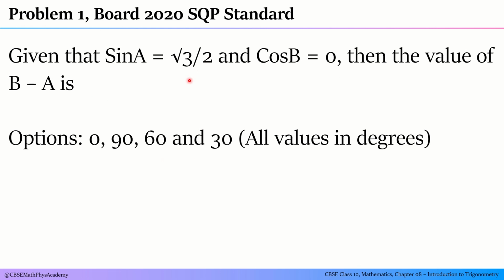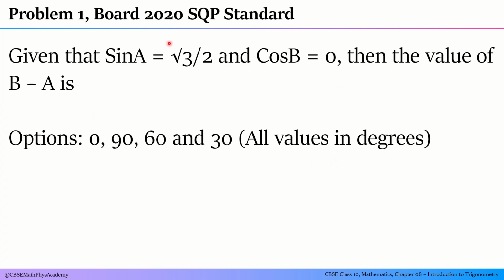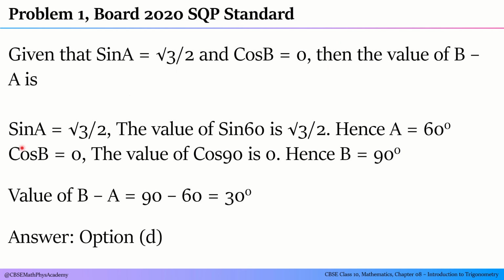Typically these problems are related to the idea of values for specific angles. You need to just figure out for what angle sine gives you root 3 by 2 and what angle cos gives you 0, and then further solve it. So sin A is equal to root 3 by 2. The value of sin 60 is root 3 by 2. Hence A is 60 degrees.